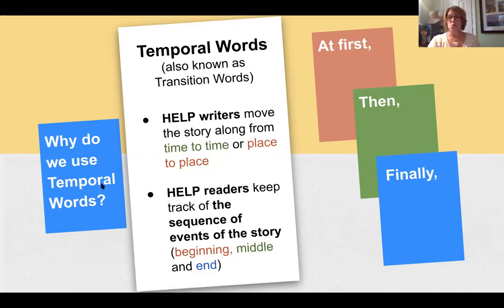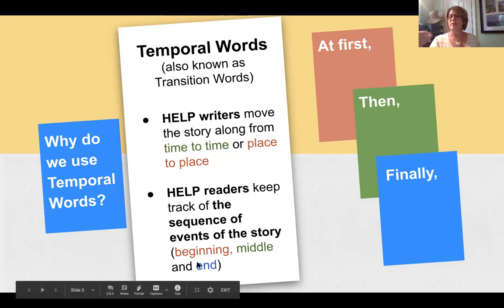Next. Oh, see, I just used a temporal word. Okay. And then next one. Why do we use temporal words? Why is that important to us? Well, as writers, using them helps us move the story along from time to time or place to place in our writing. Sometimes we switch settings and it helps us move from place to place. But our story is always starting in the beginning, going to the middle, and then to the end. Using these temporal words helps us show the movement of time from the beginning to the middle to the end. And this is how it helps readers.